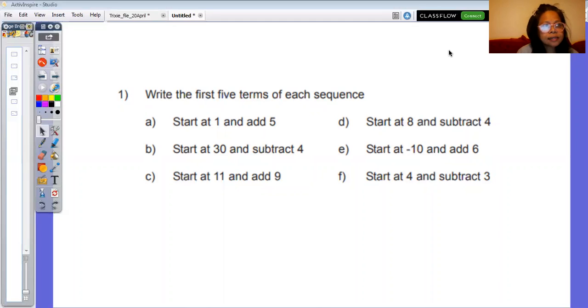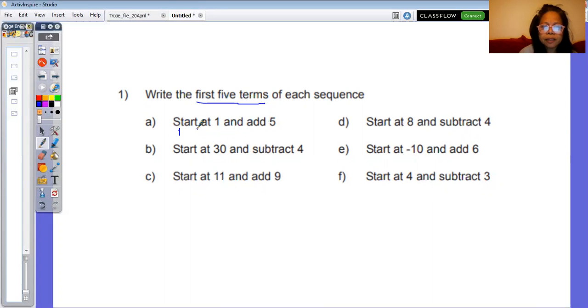Today I'm going to discuss the first homework back to our online learning. So the very first one is about sequences. So let's have a look at the first one. Write the first five terms. The terms of the sequence are the numbers. Starting with 1 and add 5. So the instruction is simple. I'm going to start with 1 and to get the next one, I need to add 5.